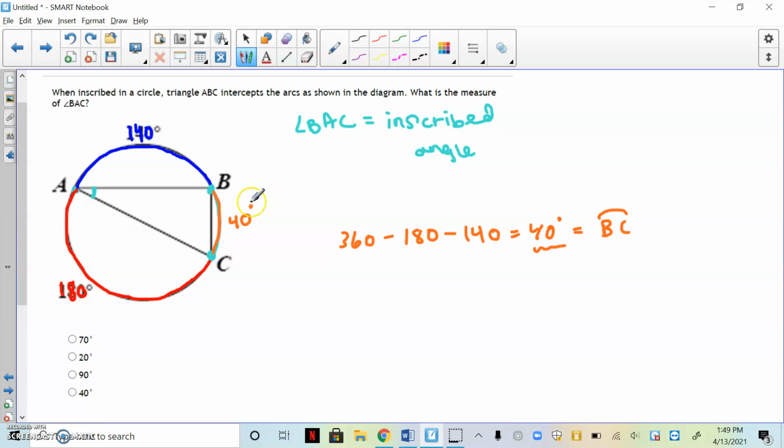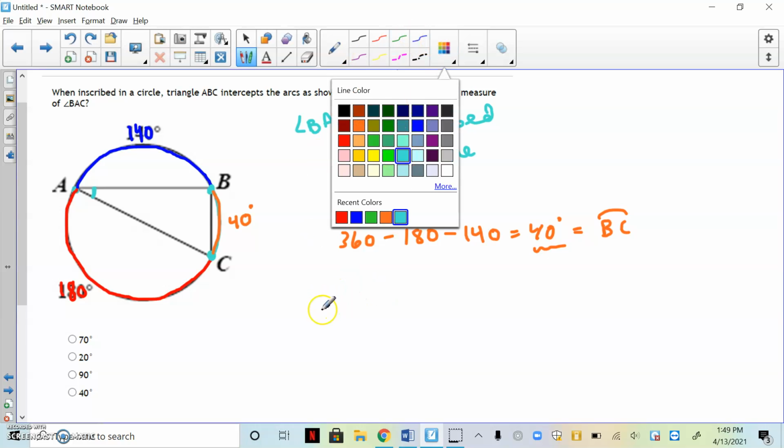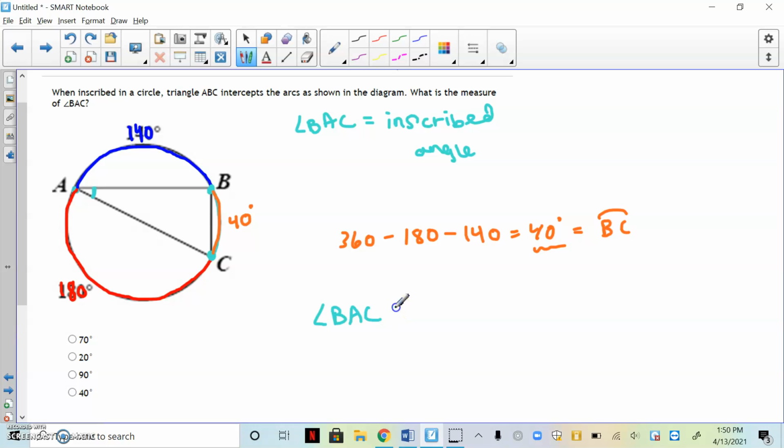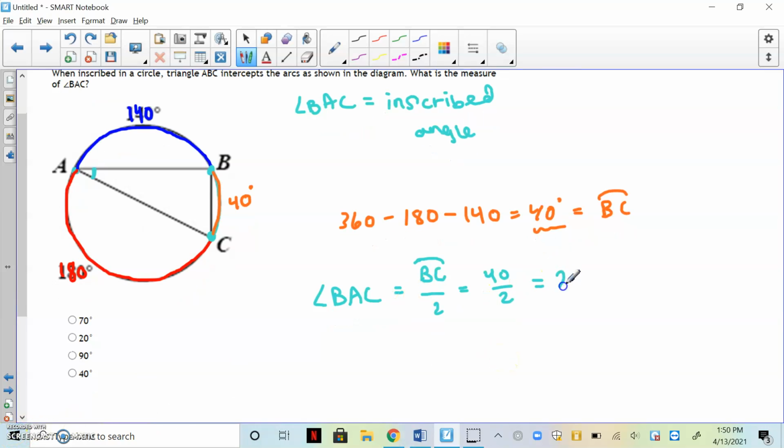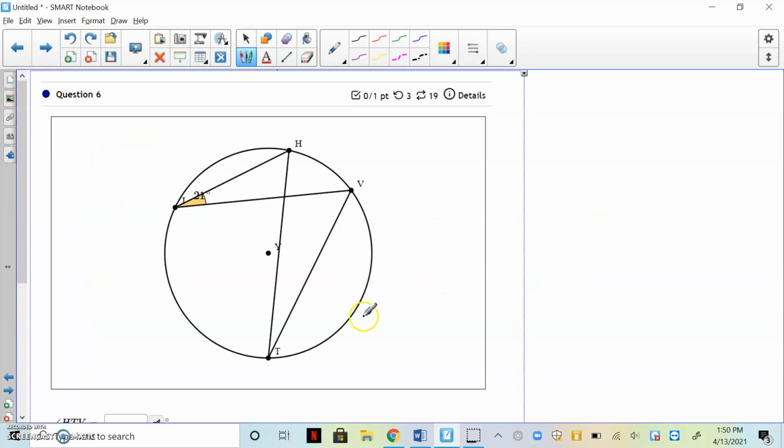All right, now that we know that the arc is 40, we can say that the inscribed angle that goes with that arc must be half of that. Okay, so that's going to say 40 divided by 2. So that tells me that's going to be 20 degrees. All right, so we found out that this is 20 degrees. So you gotta play with it a little bit. It's like a puzzle. All right, on to the next.